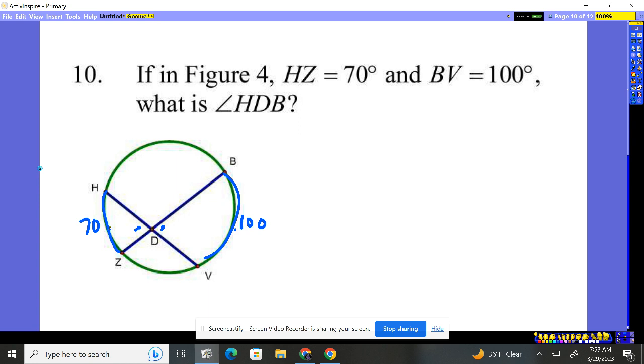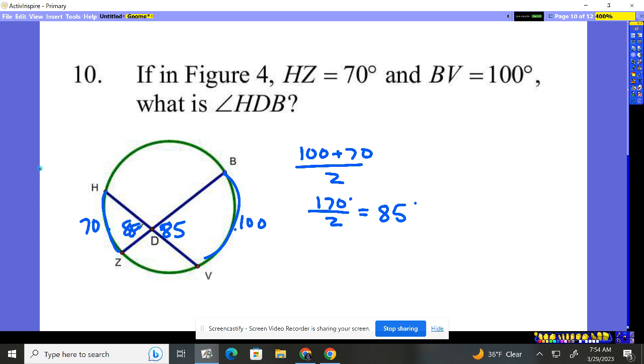So let's get that first. Let's get those little dots I just found, BDV. So we're going to do 100 plus 70 and divide by 2. So that's 170 divided by 2. That'll tell me this angle that I want. That's going to end up being 85 degrees. So I know this is 85 and this is 85.